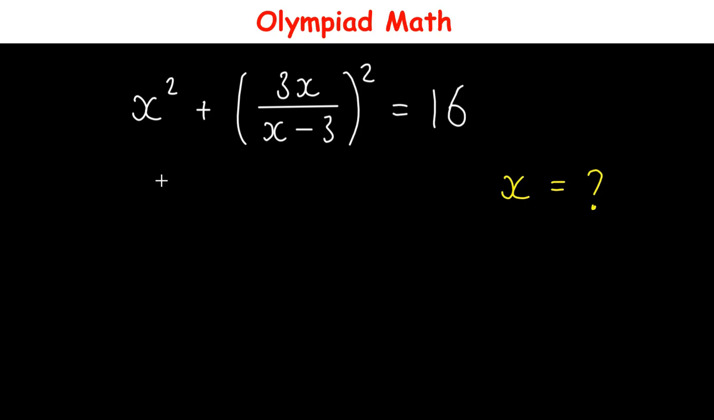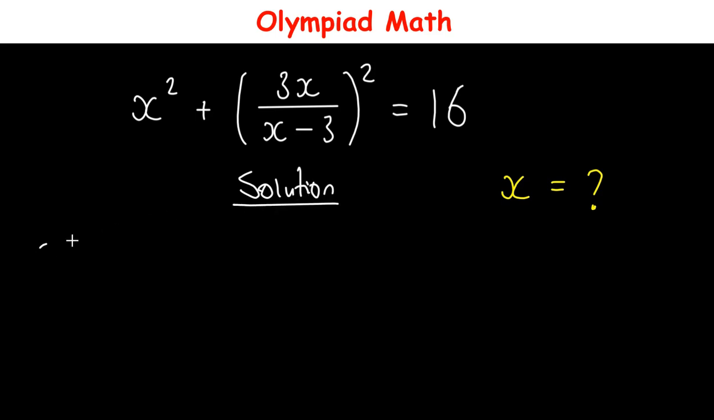Hello everyone, in this video let us solve this equation. So we have x squared plus in bracket 3x over x minus 3 all raised to power 2 equals 16, and we want to solve for all the possible values of x.